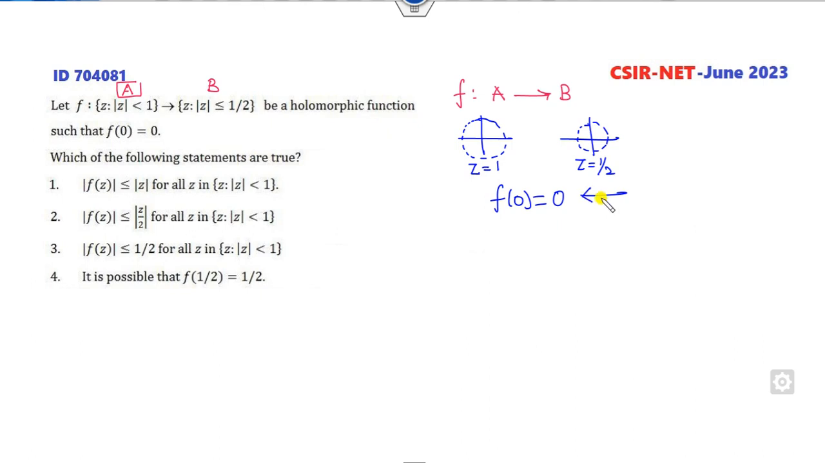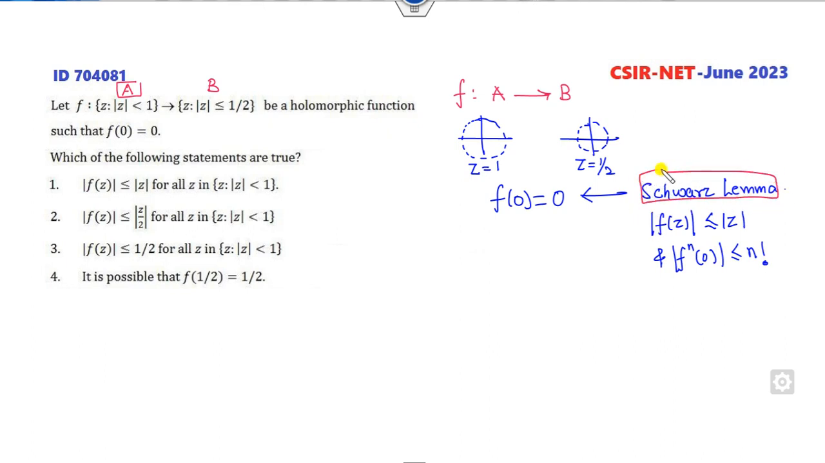Which first thing comes to your mind when we think about f of 0 is 0? Schwarz lemma. What does that lemma suggest to you? The mod of f of z is always less than or equal to mod z, and the nth derivative at the point 0 is less than or equal to n factorial. That is the Schwarz lemma. Now we can think whether it is usable or not. f of 0 is 0, that's the Schwarz lemma. So you can see the first property is satisfied. Mod f of z is less than or equal to mod z by using the Schwarz lemma. There is no derivative involved, so there is no need of this one.